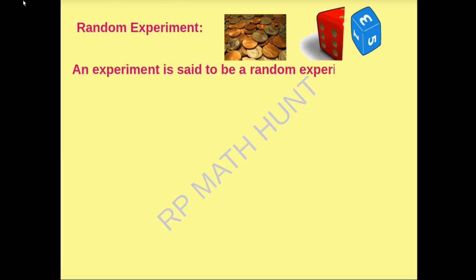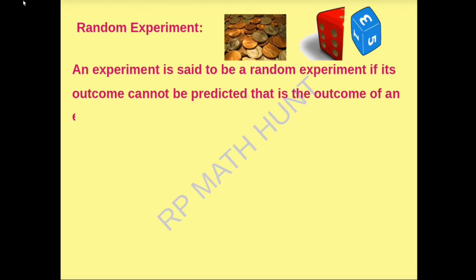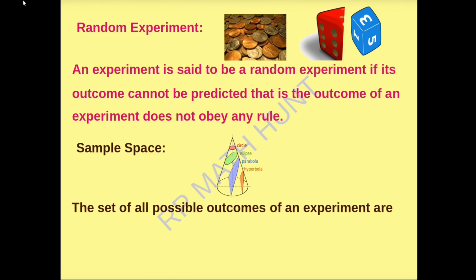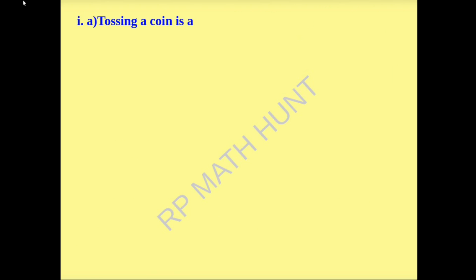An experiment is said to be a random experiment if its outcome cannot be predicted. That is, the outcome of an experiment does not obey any rule. Sample space. The set of all possible outcomes of an experiment is called a sample space or probability space.